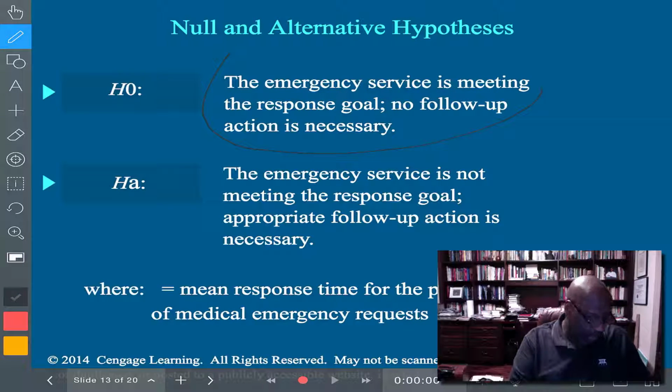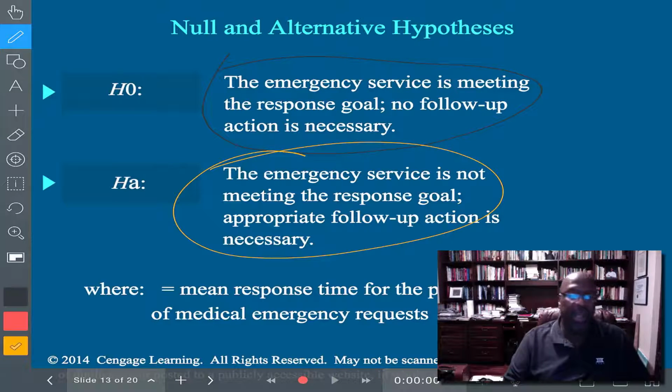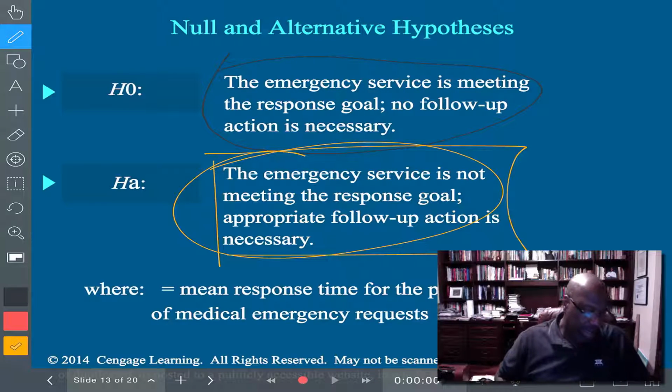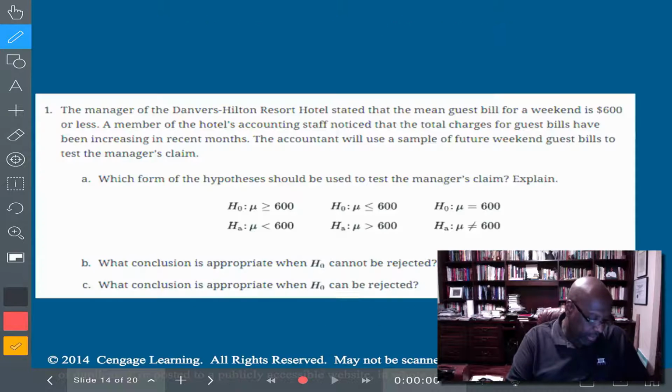Our null hypothesis is, remember, the one that we're going to assume is true, but the research hypothesis is the one that we want evidence to support. So what we will do is assume that they are in fact meeting the response time. And then the alternate hypothesis is to show that they are not meeting it. Okay? So we would look at the evidence that we have. Mu is the mean response time. And so we would do something like this.